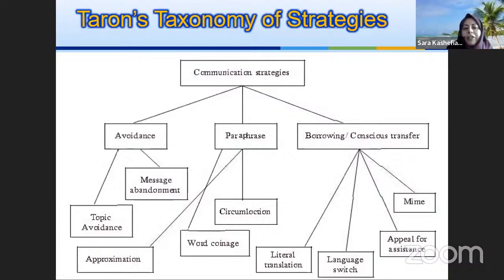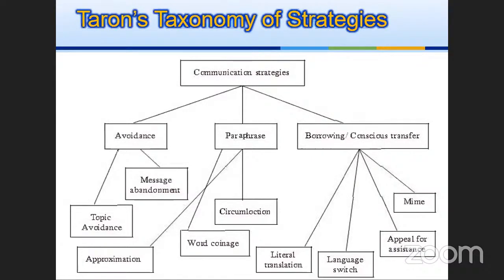The second classification of avoidance is message abandonment. The learner begins to talk about a concept but is unable to continue and stops in mid-utterance. For example, the learner starts talking about scaffolding and says, you know, scaffolding, and then suddenly stops because he doesn't know about it and he's not so much familiar with the concept, so inside the utterance he stops. Then we have paraphrase. This is the second classification of communication strategy.